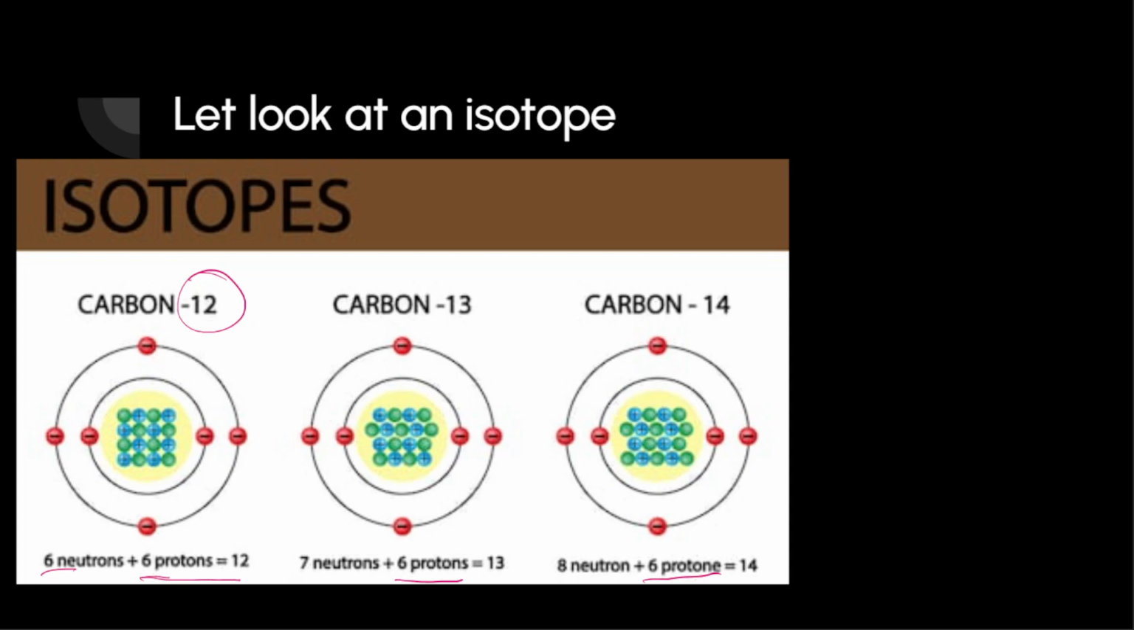But neutrons will be different. This one has 6 neutrons, 7 neutrons, and then 8 neutrons. Okay, so 6 plus 6 is 12. This one is called carbon 12. 7 plus 6, that's 13, carbon 13. 8 plus 6, that's carbon 14.